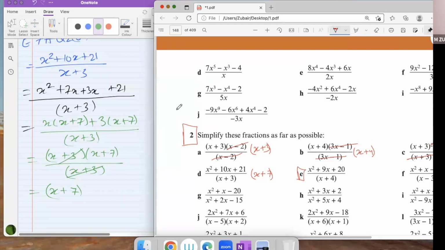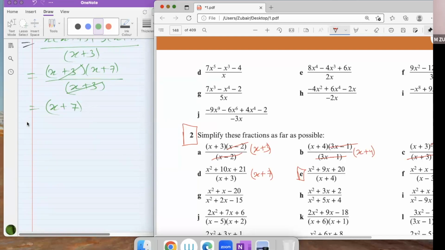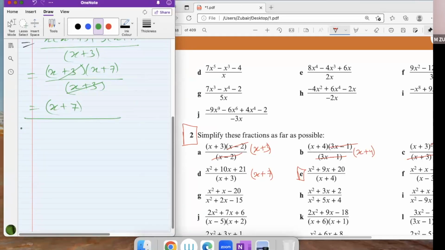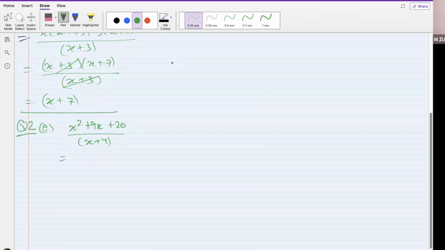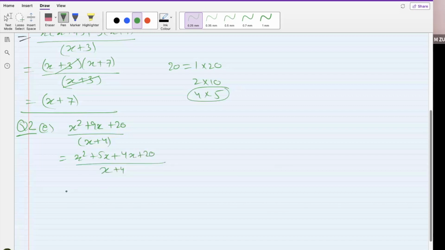Yes, sir. Okay, try E part with me. Question 2, part E. It is x square plus 9x plus 20 divided by x plus 4. Splitting 20, it is 1 into 20 or 2 into 10 or 4 into 5. We can see that adding 4 and 5, we get 9. So x square plus 5x plus 4x plus 20 over x plus 4.